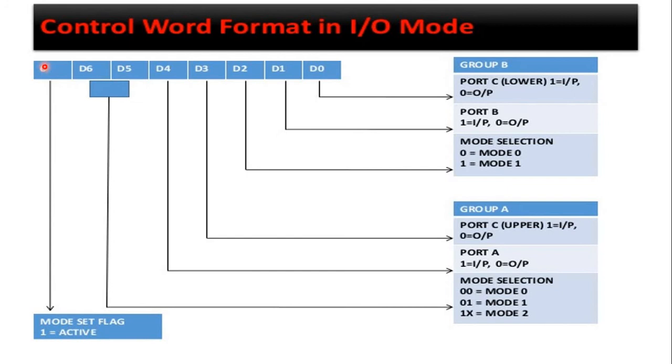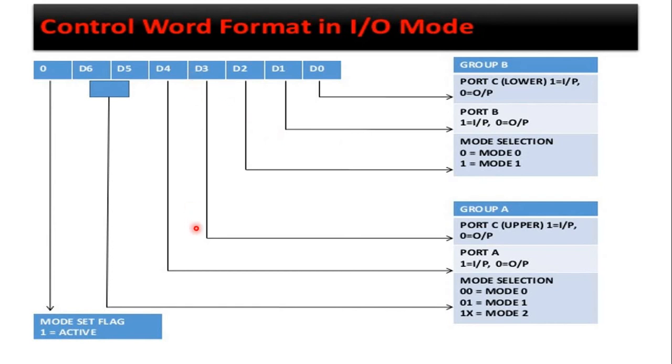This is D7. See, D0 specifies port C lower. If the bit value is equal to 1, that means port C acts as an input port. If the bit value is equal to 0, then port C acts as an output port. Then D1 specifies port B operation. If the bit value is equal to 1, it means input port; if 0, it is an output port. Then D2 specifies mode selection, mode 0 or mode 1. If the bit value is 0, it means mode 0. If the bit value is equal to 1, it means mode 1.